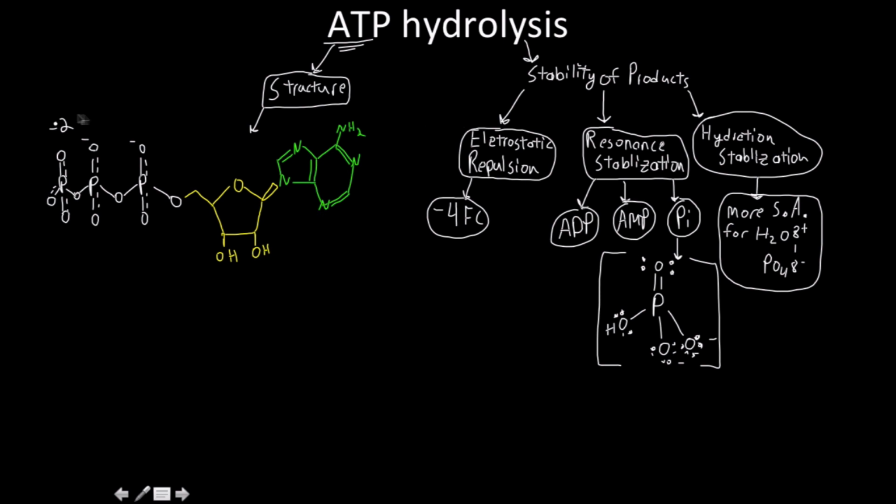Another thing you may notice is that at the terminal end here we have this -2 formal charge. 99% of the time, at least when we're talking about ATP, it's going to be coupled with magnesium in its +2 cation state. It's involved in a lot of transfer reactions and things like that.